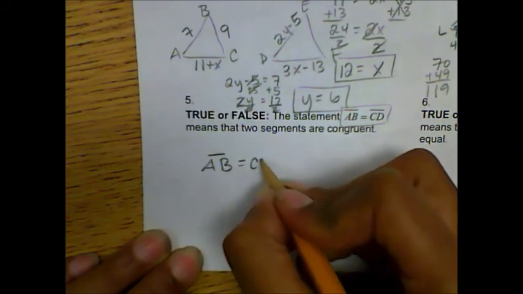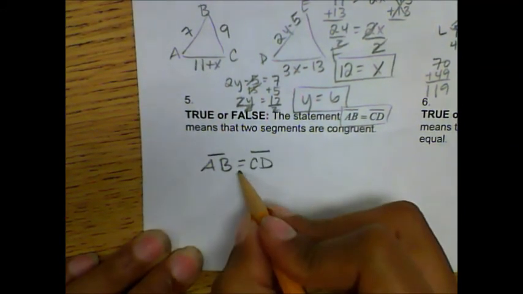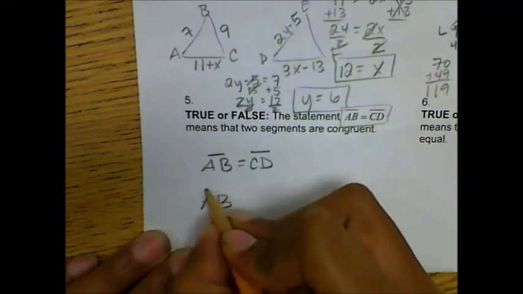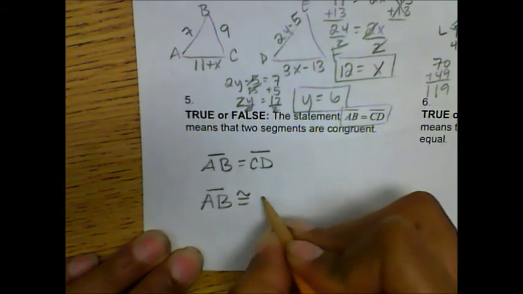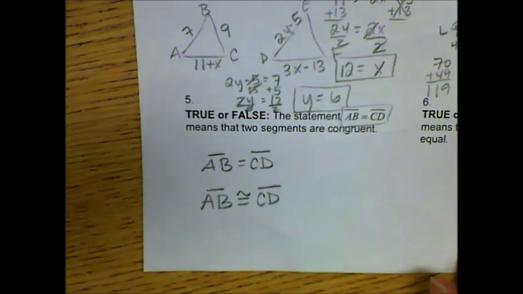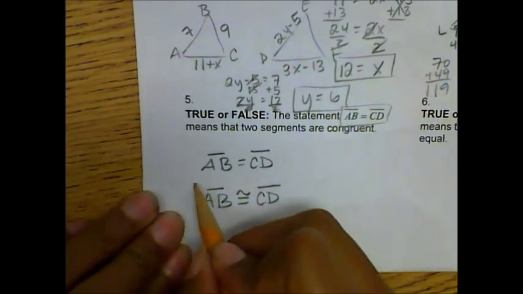AB is equal to CD. Now this is the equal sign, not the congruency sign. So if this statement wanted to say that these two were congruent, it would have to be AB is congruent to CD. So this is what it should look like.